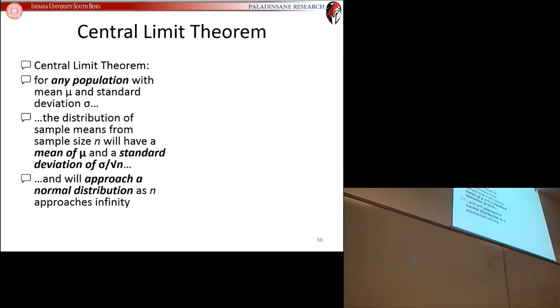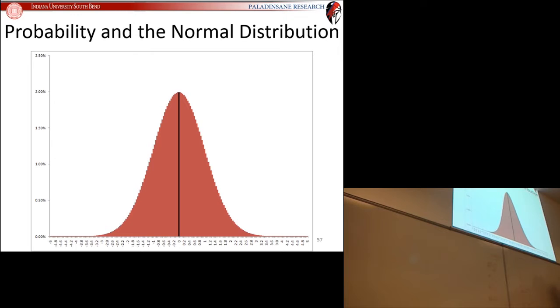So once again, for any population, anything you want to study, anybody you want to study, they're going to have a mean of mu, they're going to have a standard deviation of sigma. You can figure out their distribution of sample means. The mean of that distribution is going to be the same as the population mean. The standard deviation of that distribution is going to be tied directly to the standard deviation of the population. And the shape of your distribution of sample means will approach a normal curve as the size of your sample increases.